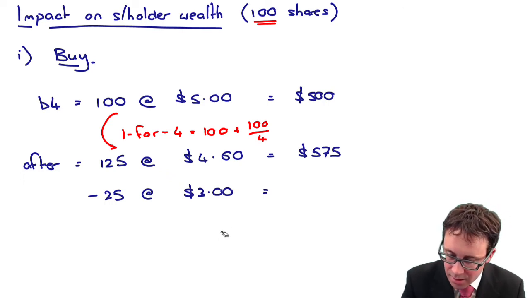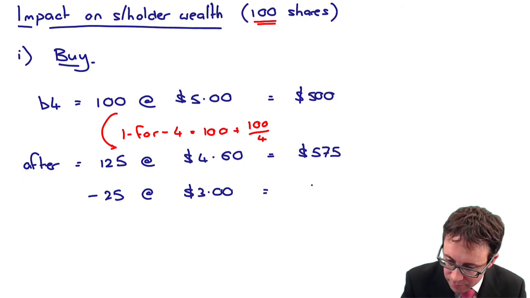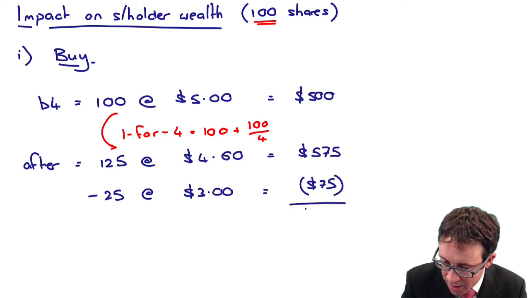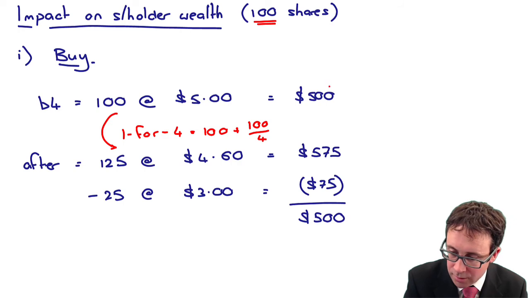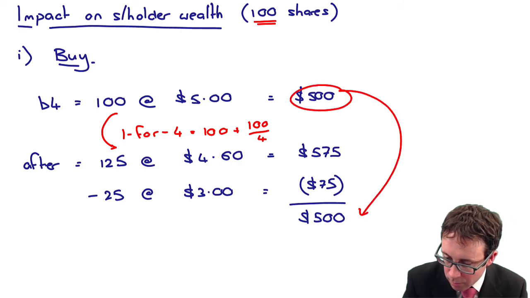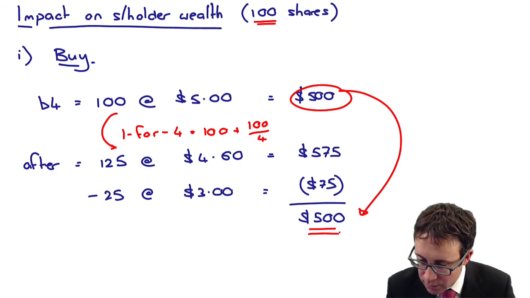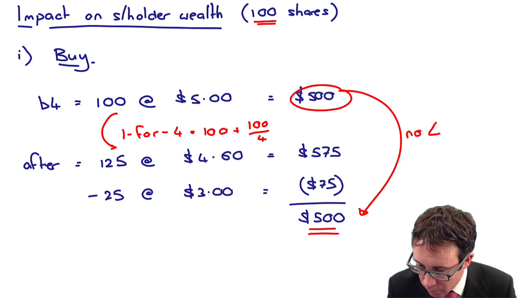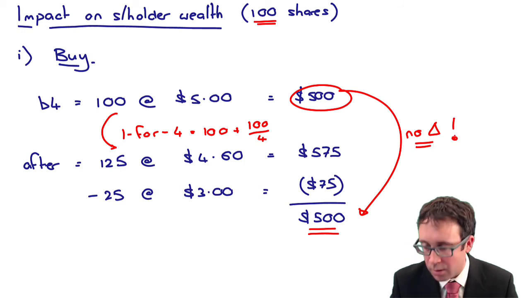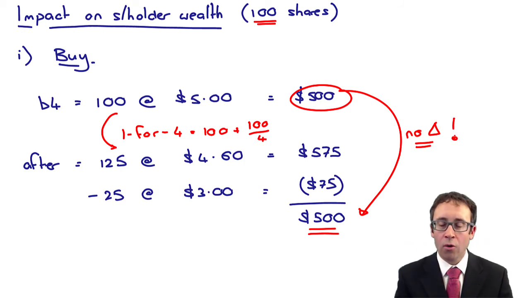25 times 3 is there at 75. If I deduct that, I get 500. And you can see there that there has been no change. No change in shareholder wealth. Okay. Provided that you buy the shares. Okay. Excellent. Shall we just advance it on?